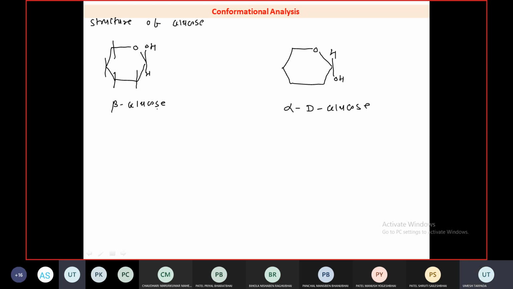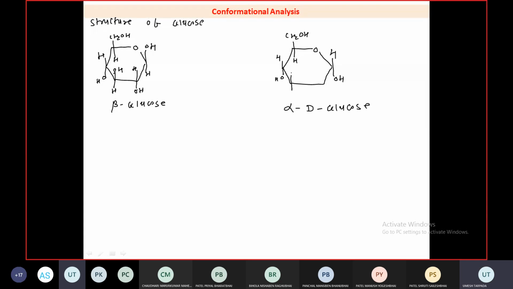Now what happens in the alpha and beta forms? See, the OH group at the second and other carbons are the same. These two conformations differ only at carbon number 1, which is originally the carbonyl carbon. The configuration of the rest of the carbons remains the same, and therefore these two forms are called anomers.